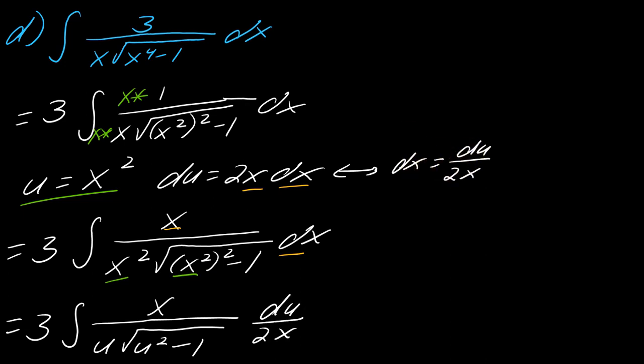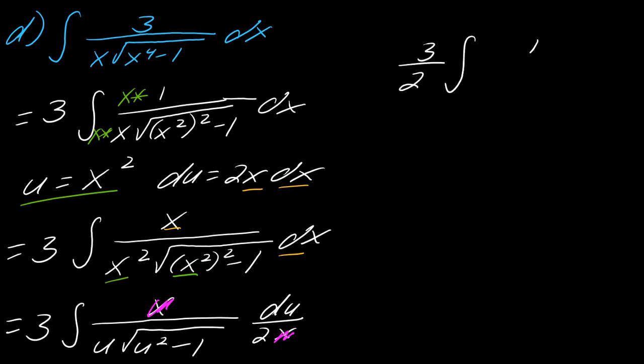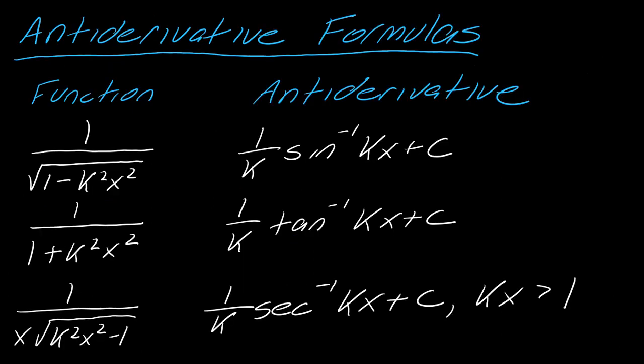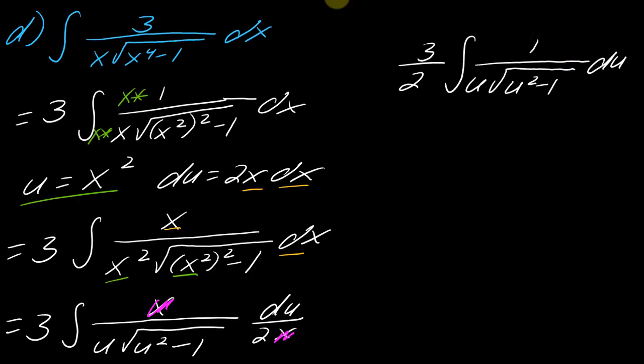Du over 2x. So now let's see, what can I actually cancel out here? I can cancel out this x with this x. Then I'm just left with this 2. So I can bring this 2 out in front, so this will now be 3 over 2. Okay, let me erase all this, and now let's keep going. So now I've got this 3 over 2 times the integral of 1 over u times the square root of u squared minus 1 du. And oh my god, it totally works. So great. I really like this problem. I think it's just so clever.